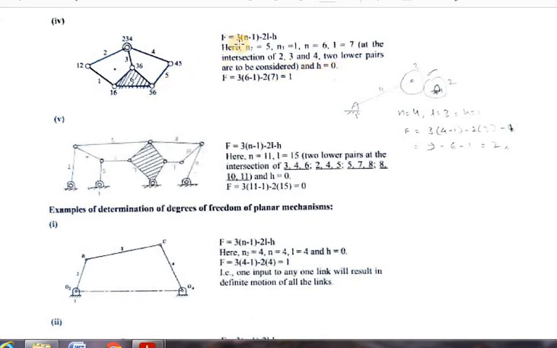So substituting the values n is equal to 6, L is equal to 7, and H is equal to 0, we find that the degree of freedom for this mechanism, F, is equal to 1. So this is how you can find out the degrees of freedom for the given mechanism. This is example number 1. Let us see one more example. Let us take the next example. This is the mechanism we have.